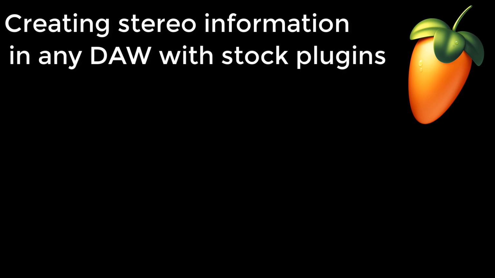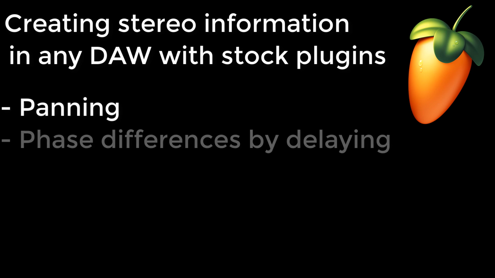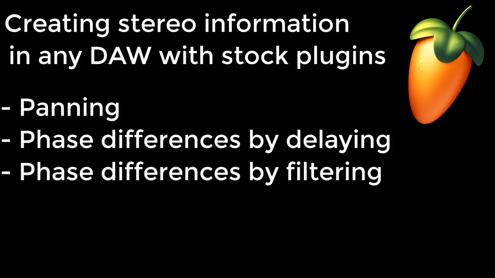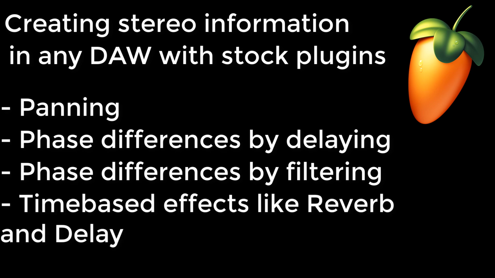These are the most important methods to create stereo information quasi from nothing, and which can be done easily in any DAW by using just the stock effect plugins. Panning, phase differences from delaying one channel, phase differences by using the phase shift effect from high and low pass filters, and the use of time-based effects like reverb and delay.